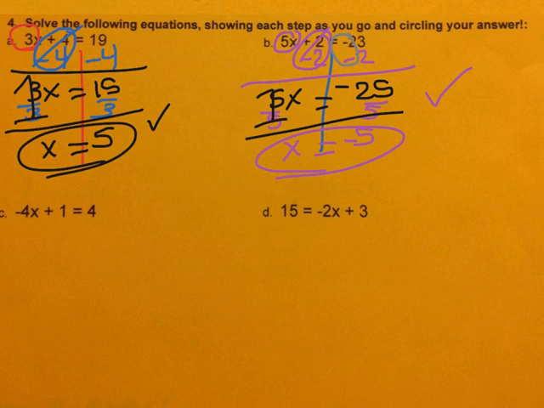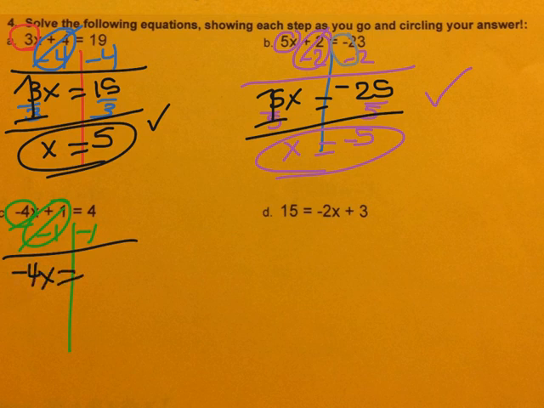Letter C, I'm going to drop my line, and I notice that my x is on the left this time again. I'm going to add a negative 1 to both sides because that will eliminate my positive 1, or again, you can think of it as subtracting 1 if you would like, leaving me with a negative 4x on the left and 3 on the right. And then my last step here, I'm going to divide both sides by negative 4.